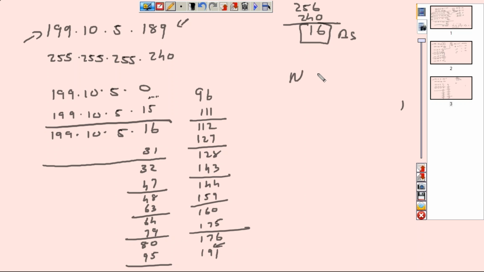So the network ID is going to be 176. Broadcast ID is going to be 191. First usable is going to be 177. Last usable is going to be 190. See, once you find the block size, it's just donkey work after that. You just have to keep going and be careful, because anywhere you make a mistake, everything beyond it will be mistakes.